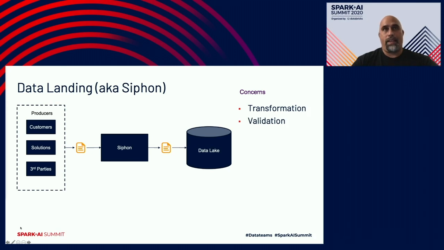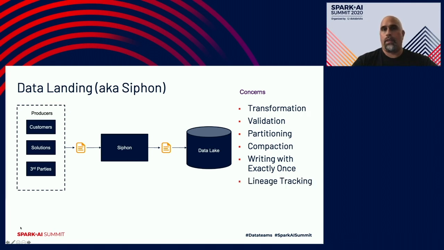It's also about validation. We need to apply validations to a target schema, which we call the Experience Data Model. It's also about partitioning, ensuring that we can have optimal access for different data access patterns. Compaction to support sources that have high frequency small files. It's also providing an exactly once guarantee to make that data durable without duplication. And finally, lineage tracking, so we can track the who, what, where, and when of the data that's been produced.